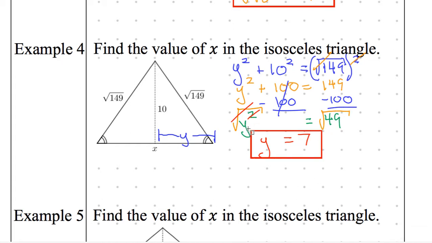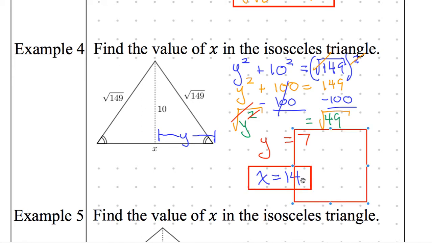Ooh, sorry, that's not our final answer. y is equal to 7, but we needed to find x. If y is 7, that means half of this length was 7. The full length I needed to multiply by 2. I forgot to do that. So now I'm going to multiply by 2, and then that will give me x. x is equal to 14. That's our final answer, and box that one. Oops, let's get rid of that.